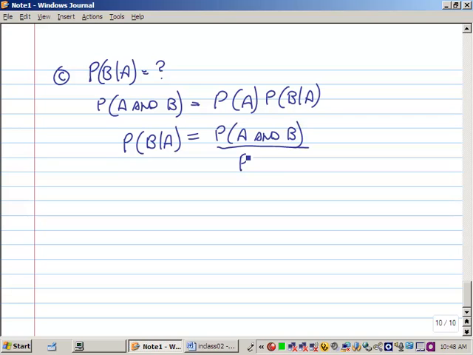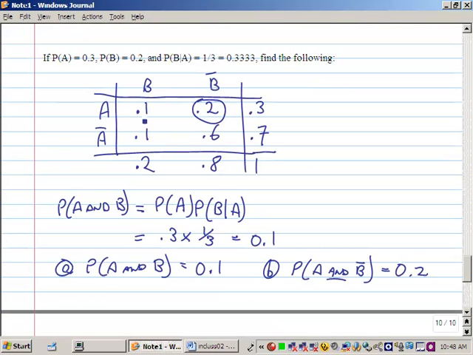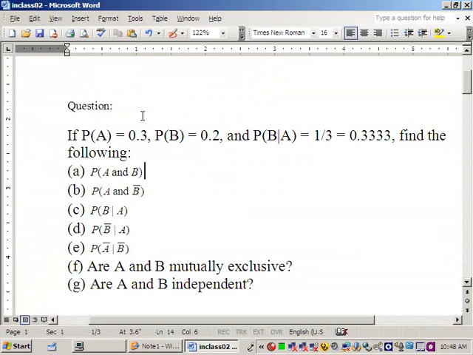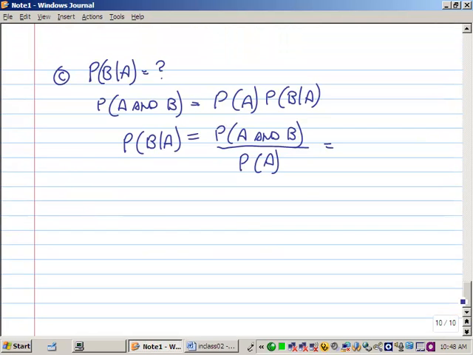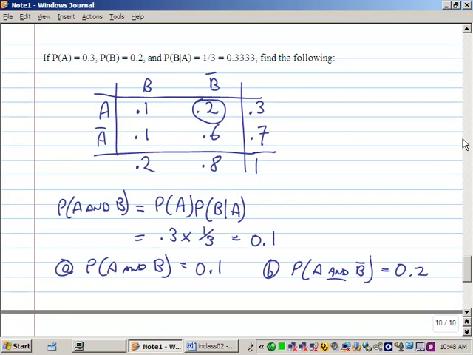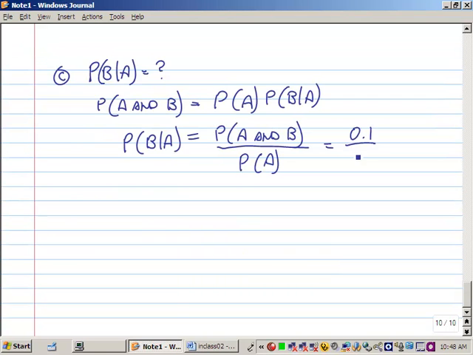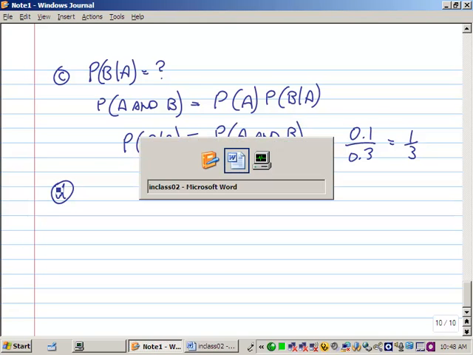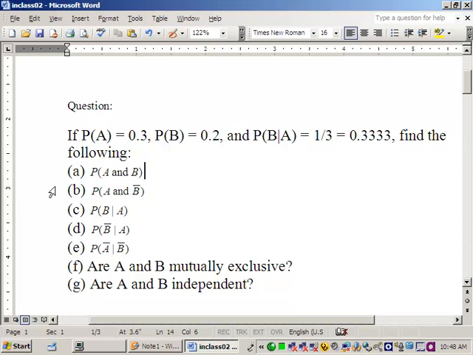So rearranging this formula, it's probability of A and B divided by the probability of A. Probability of A and B, from the table, all right, it's the 0.1 top left-hand corner. Divided by probability of A from the table. It's 0.3 over here. And of course we get our 1/3, but remember this is given by the problem. So it's sort of a nearly meaningless question. Alright, let's look at D. Probability of B bar given A.